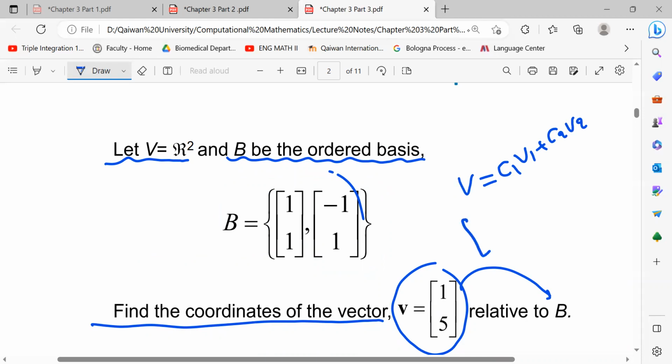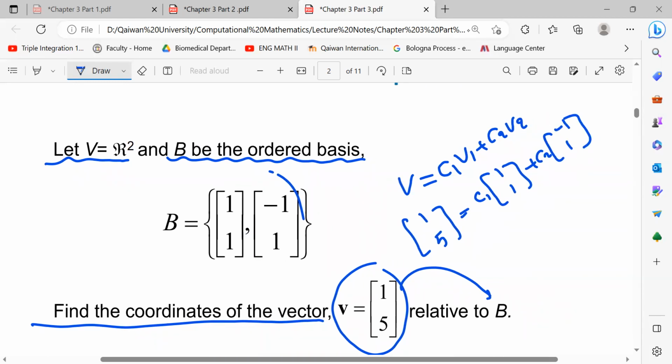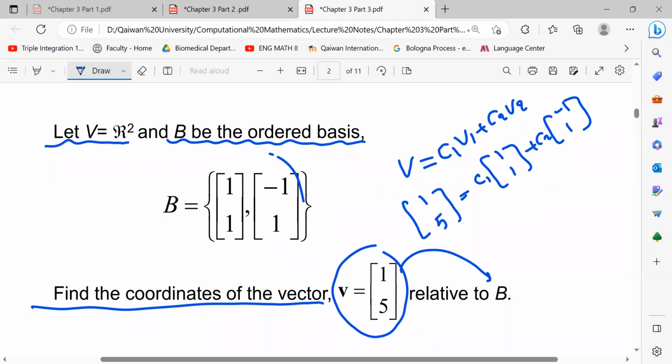So v is (1, 5), equal to c1 times v1, which is (1, 1), plus c2 times v2, which is (-1, 1). We write down the augmented matrix. It is 1, 1, then 1, -1, and then 1, 5. We write down these two columns first, and then the 1, 5.